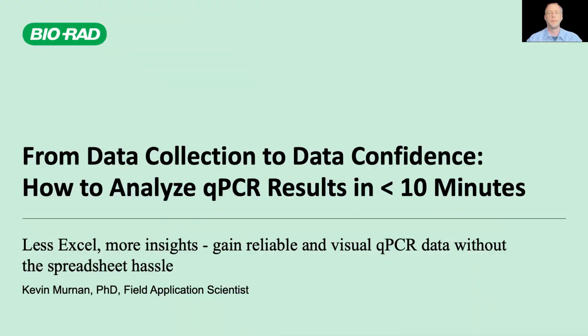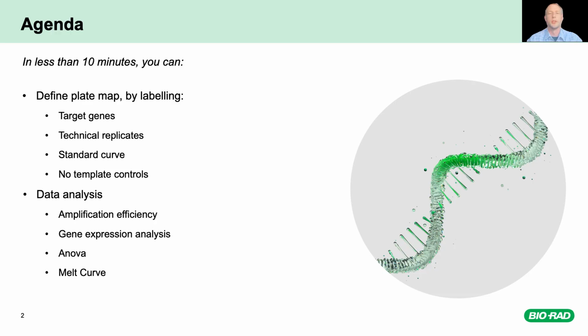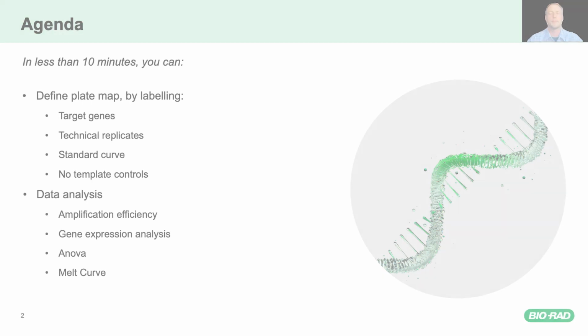Hi, I'm Kevin Murnan, a field application scientist here at Bio-Rad, and I'm going to be showing you how to analyze qPCR data in CFX Maestro so you can ditch Excel, gaining reliable and visual data without the hassle of spreadsheets. During this short video, you will learn how to set up a plate map, labeling target genes, technical replicates, standards, and no template controls. Doing so will allow data analysis to be a breeze with automatic calculations determining reaction efficiency, generating bar charts for gene expression analysis, and even performing powerful statistical analysis such as ANOVA.